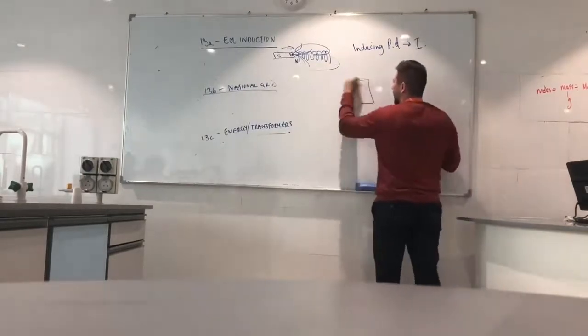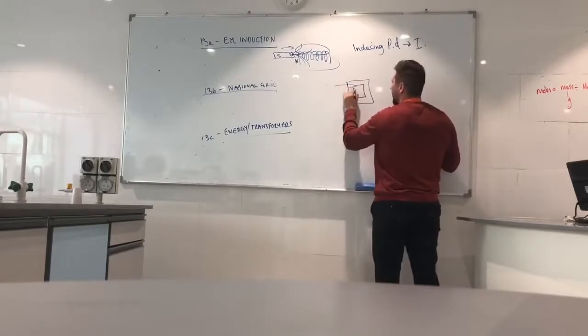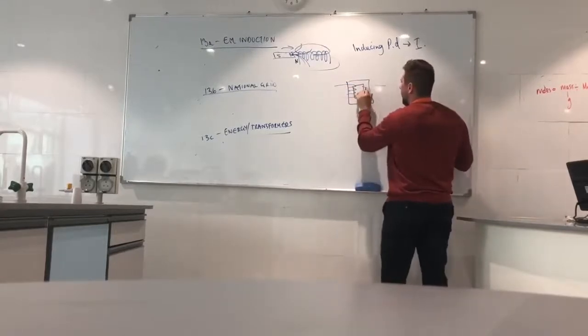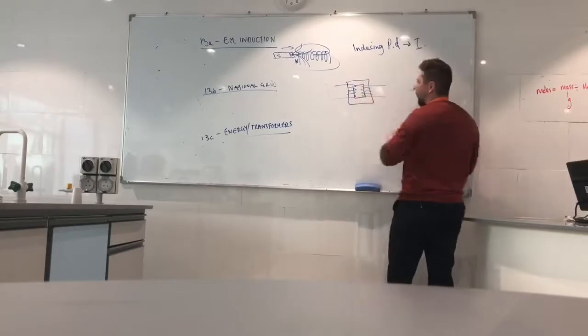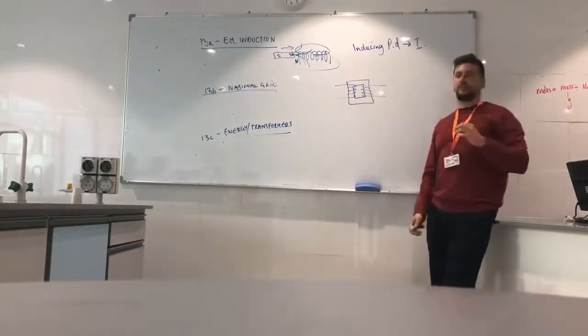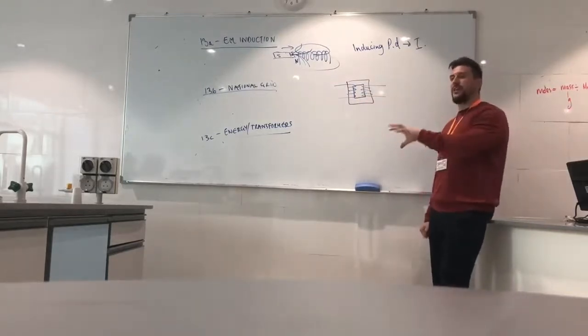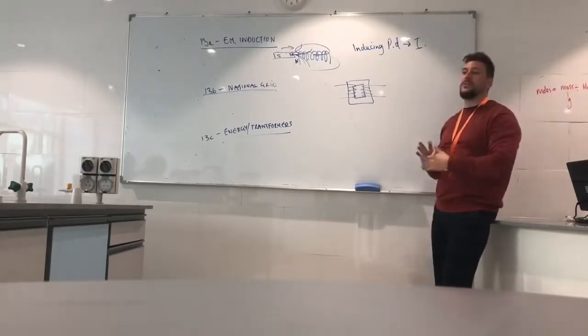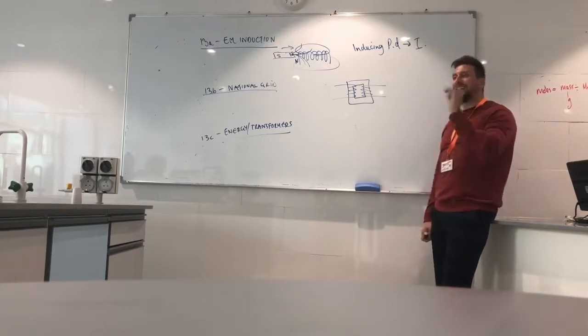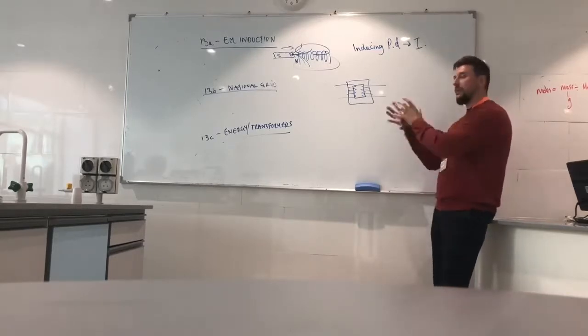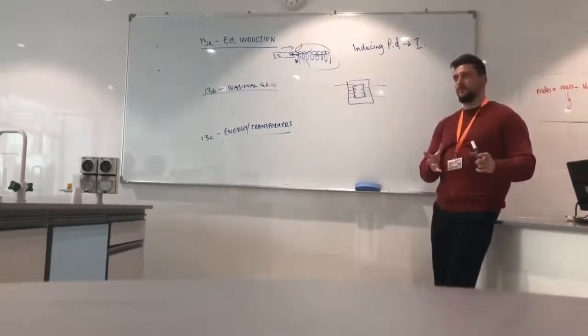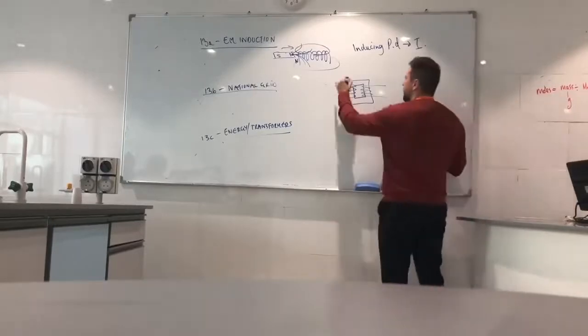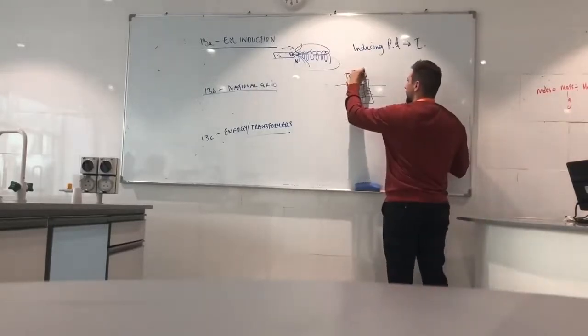The transformer is basically the main component of the national grid in terms of how it works. So the national grid is used to create electricity at a power station, transfer it all the way across the country, and distribute it into different places by wasting as little energy as you can from power station to homes. The best way to do that is using this thing called a transformer.